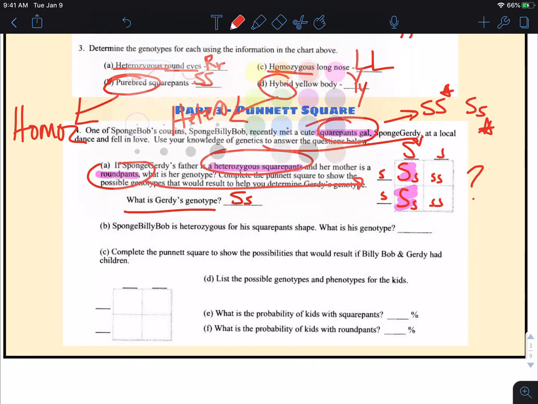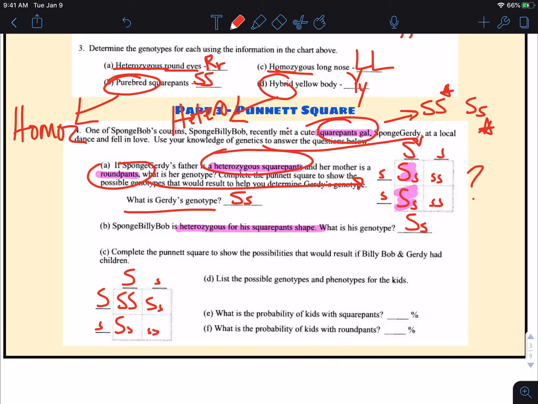All right, now the second part here. Sponge Billy Bob is heterozygous for his square pants shape, so he is also going to be big S, little s. Now it wants to know the possibilities that would result if Sponge Billy Bob and Sponge Gerty had kids. So we take Sponge Billy Bob and put him on top, big S, little s. We take Sponge Gerty and put her on the side, big S, little s. And we start to fill out the Punnett square: big S, big S, big S, little s, big S, little s, little s, little s.